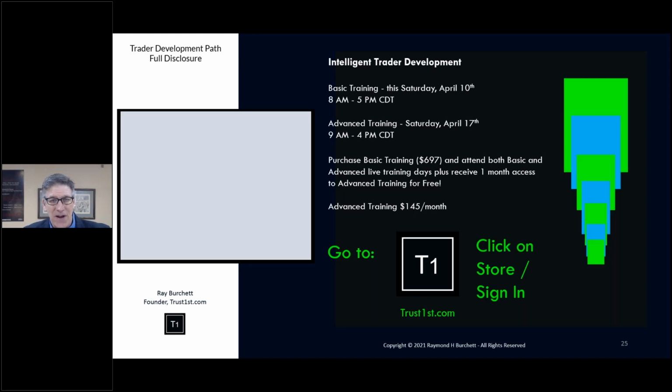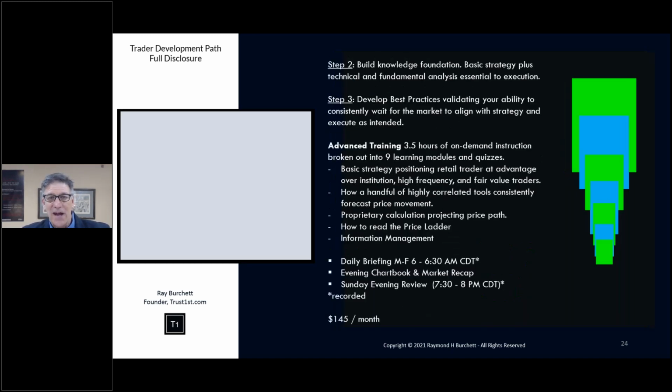And the other thing about advanced training is I reinforce that with my evening chart book, daily briefing, and Sunday evening review. You can see that down here. This is all part of the 145. I do a daily briefing from 6 to 6:30 every morning, Monday through Friday, reinforcing strategy, analysis. There's both a technical and fundamental briefing. Every evening, I send out my chart book and market recap, which reinforces everything I teach. It takes me about 2 hours to put this together every night.